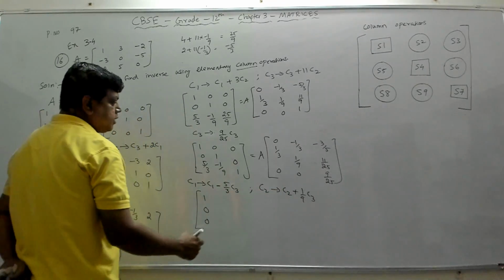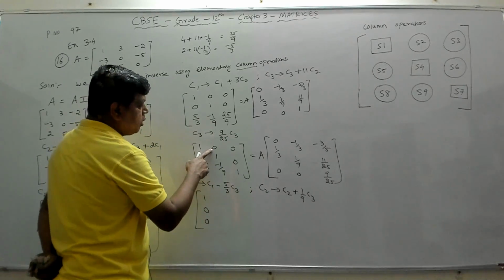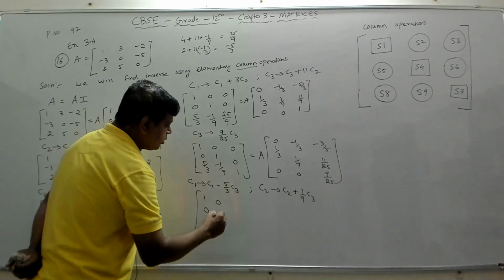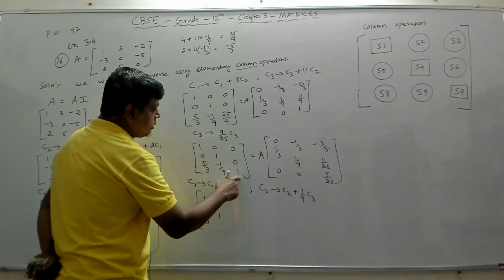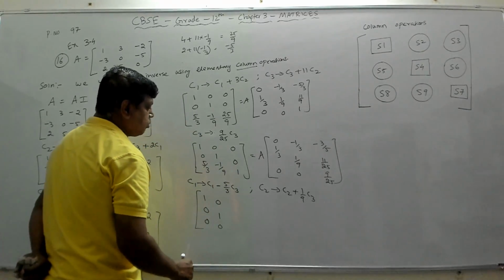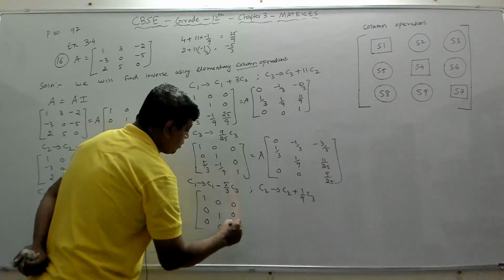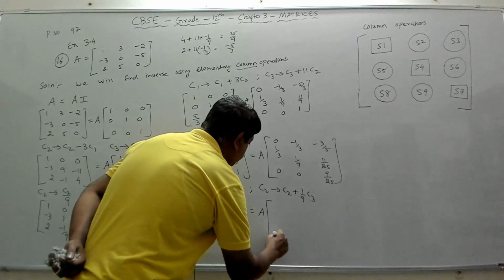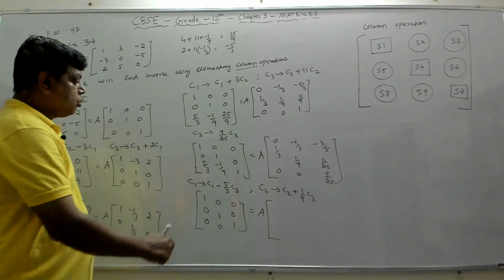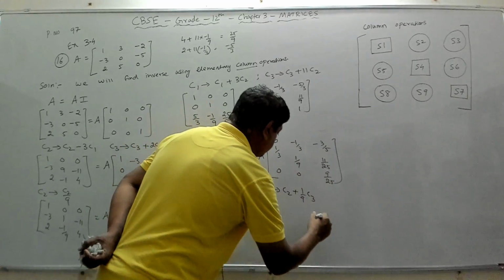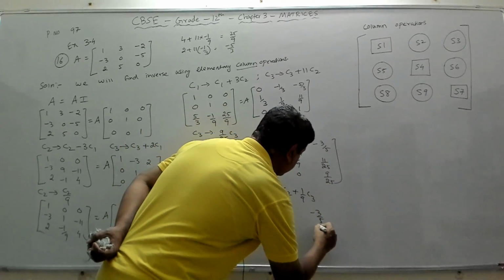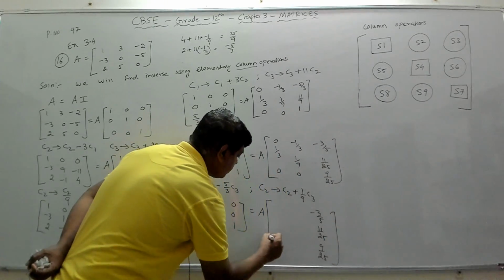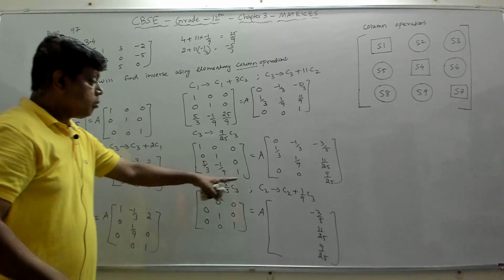Now column 2 is again going to change. So C2 plus 1 by 9 of C3. So 0 plus 1 by 9 of 0 is 0. And 1 plus 1 by 9 of 0 is 1. 1 by 9 plus 1 by 9 into 1 is 0. There is no change to my column 3. Now we have to apply the same operations on this one. So there is no change to the column 3, so I will write this column 3 as it is, which is minus 3 by 5, 11 by 25, 9 by 25. Now for C1 and C2 we have to apply this operation.